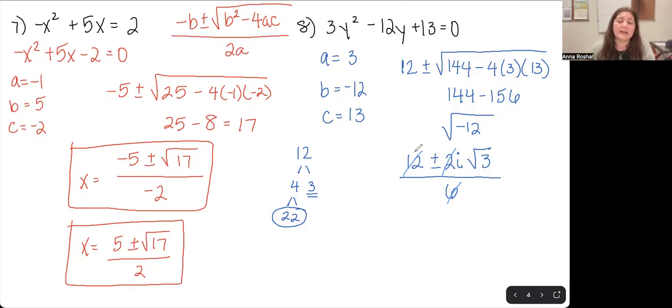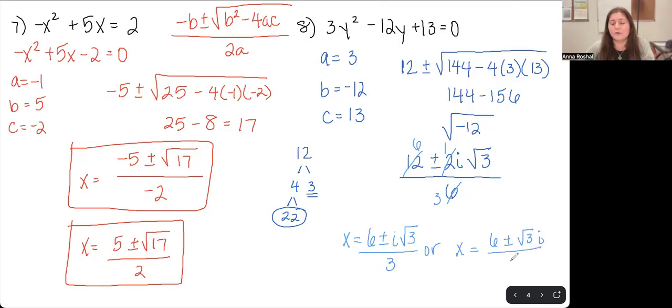So I'm going to divide each of these by 2. So this will be 1, this will be 6, and this will be 3. So again, your x would either be 6 plus or minus i root 3 over 3, or your answer might be x equals 6 plus or minus root 3 i over 3.